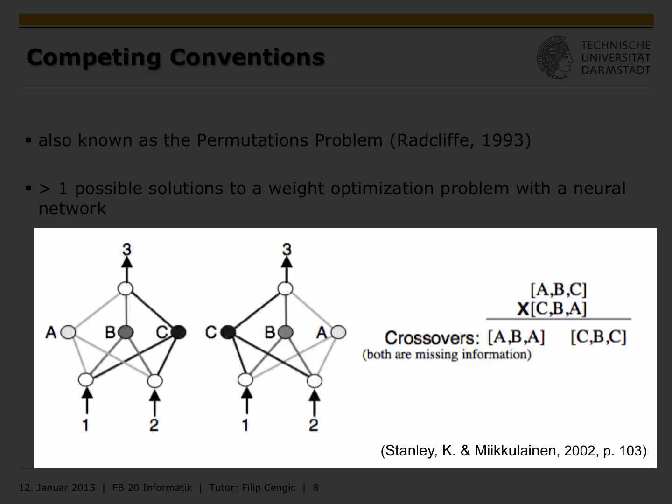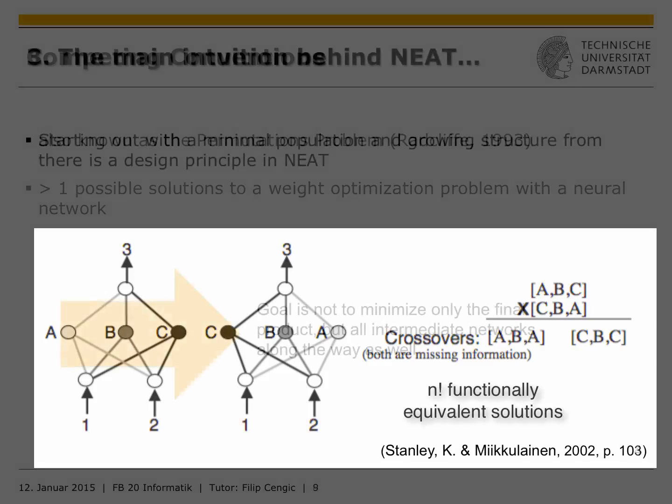When one of these permutations crosses over with another, critical information is likely to be lost. For example, crossing A, B, C and C, B, A can result in C, B, C. We have a representation that has lost 1/3 of the information that both of the parents had. In general, for n hidden units, there are n factorial functionally equivalent solutions.